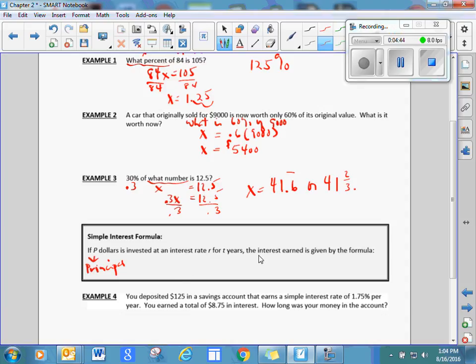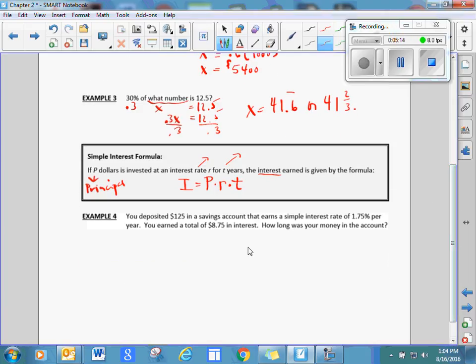The principal is how much you invest. The interest is what you're going to earn. The rate is how much they're going to pay you in a percentage rate, and the time is the amount of time that you're willing to leave your money. So the interest you're going to earn is equal to how much you put in times the rate that they're going to pay you, again, a percentage converted to a decimal, times the amount of years, time, that you're going to leave your money in the institution.